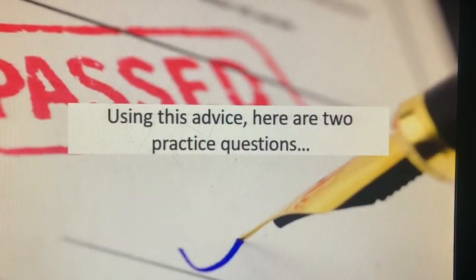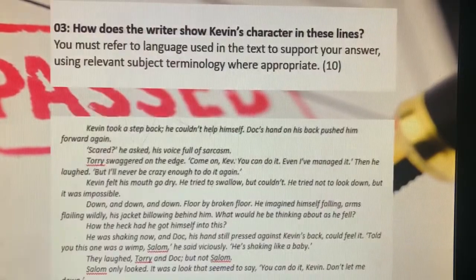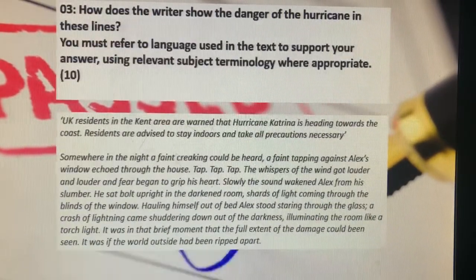Here then are 2 practice questions to work on using the advice you've just been given. Practice question 1 and practice question 2.